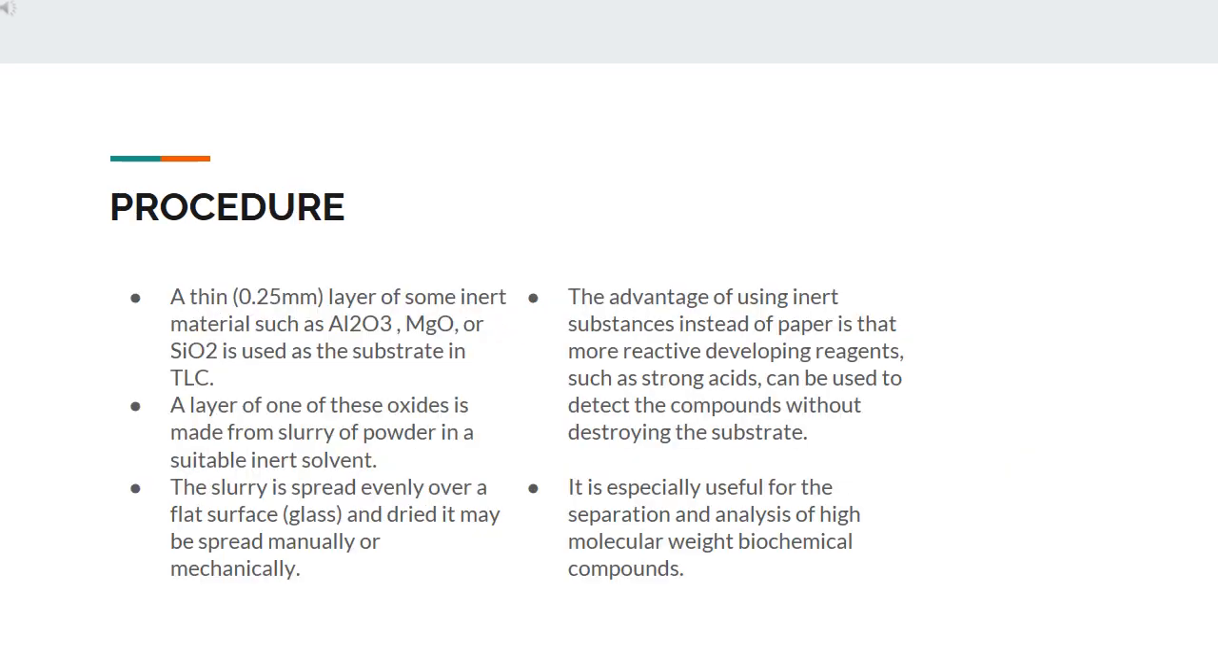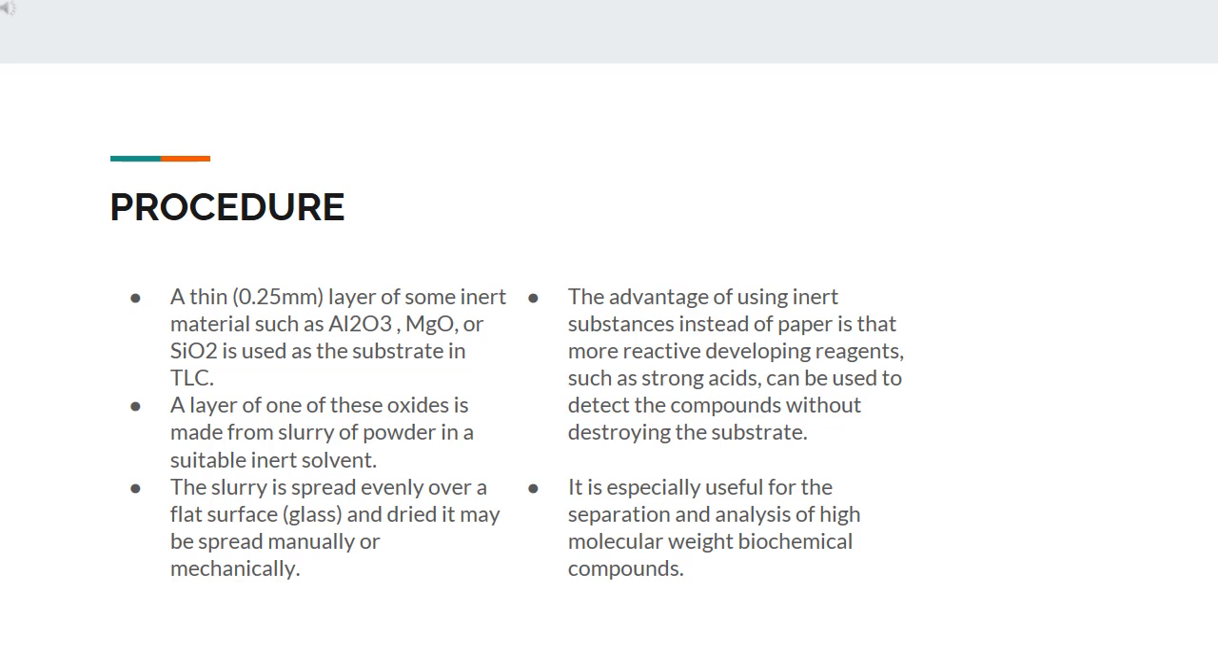Thin layer chromatography is similar to paper chromatography, except that a thin layer of some inert material such as Al2O3, MgO, or SiO2 is used as a substrate instead of the paper. A layer of one of these oxides is made from a slurry of powder in a suitable inert solvent. The slurry is spread evenly over a flat surface and dried. It may be spread manually or mechanically.